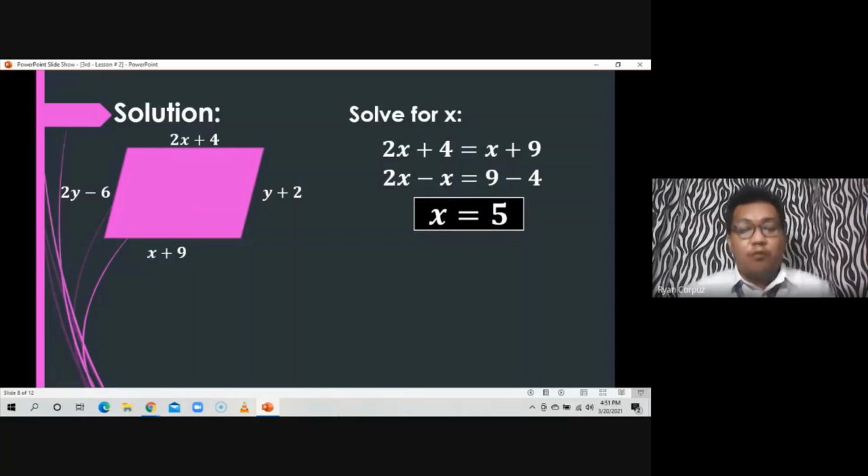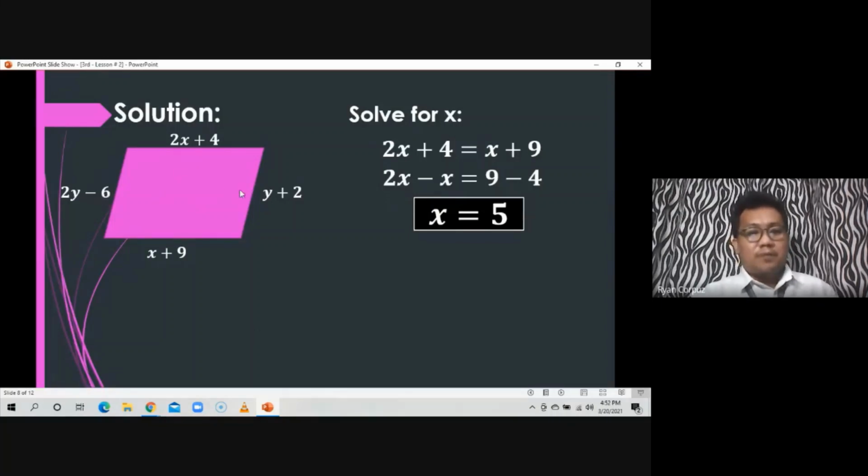Now let's prove it. It's really true. Now, according to the property, any two opposite sides are congruent. If x is equal to 5, x plus 9, or 5 plus 9 rather, is equal to 14. Dito, 2 times 5, that would be 10 plus 4 is equal to 14 also. So that means the value of x is equal to 5. So we have already solved the value of x. Now let's solve for the value of y.